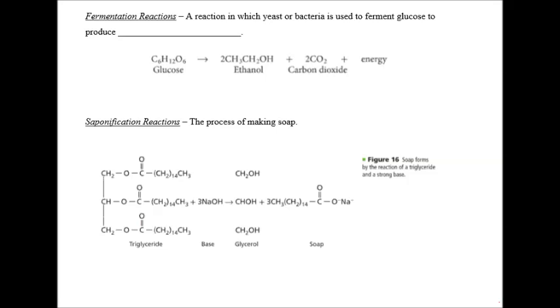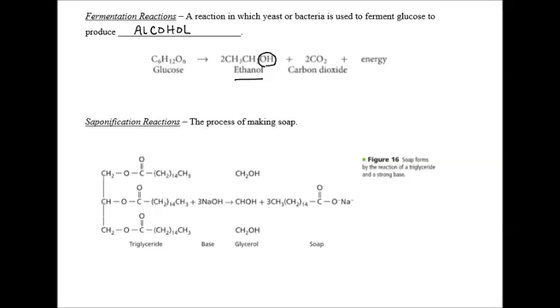Fermentation is a reaction in which yeast or bacteria is used to ferment glucose to produce alcohol. It occurs in the absence of oxygen, so you notice on the glucose side we are not reacting it with oxygen like we did with combustion. And the products, we see ethanol, 2 carbons with an OH ending, carbon dioxide, and energy.